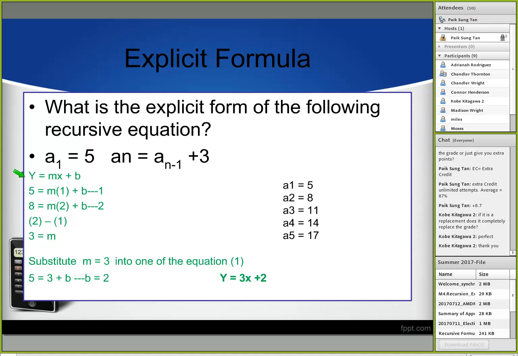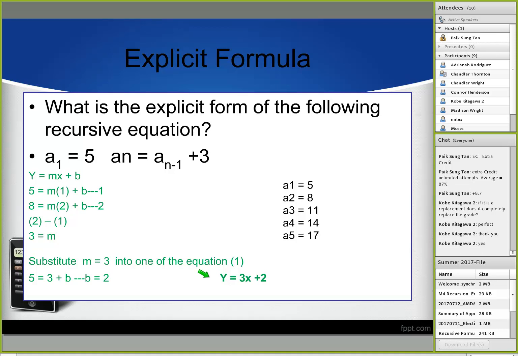Do you guys understand what I explained so far? Hello, are you guys there? Okay. Any questions so far on how I end up with the explicit form of recursive equations?